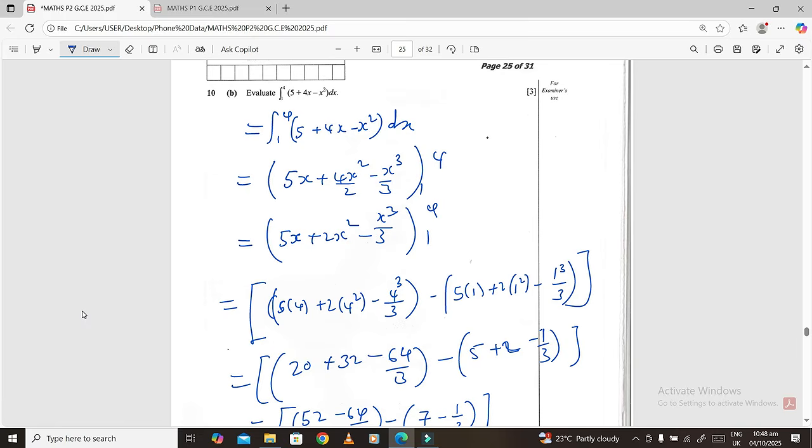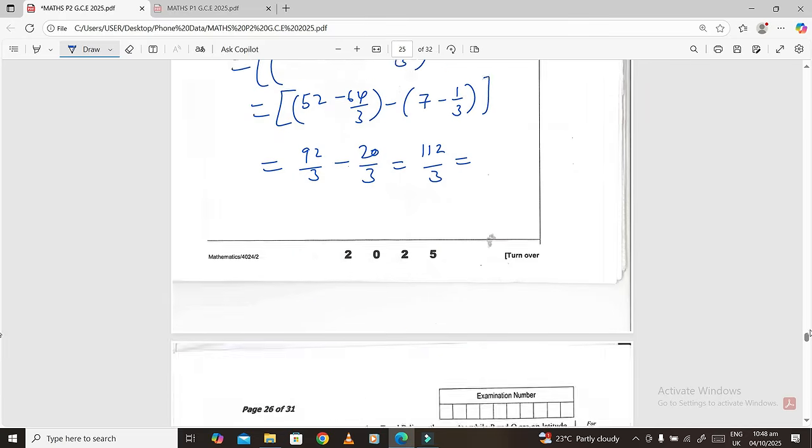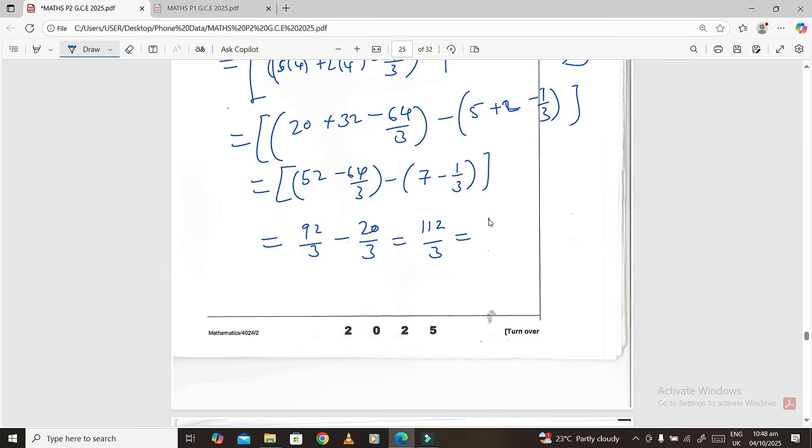Okay, plus... okay, so the answer here is okay. We are getting a 112. Okay, so if you want to put it in a decimal form, you can simply say 37.3 is our answer. So we go to the next question.